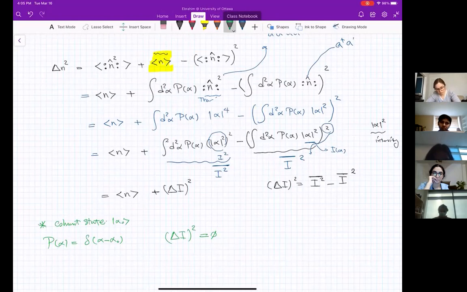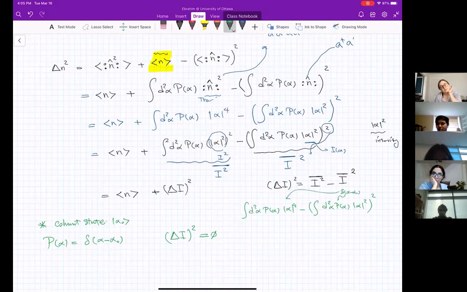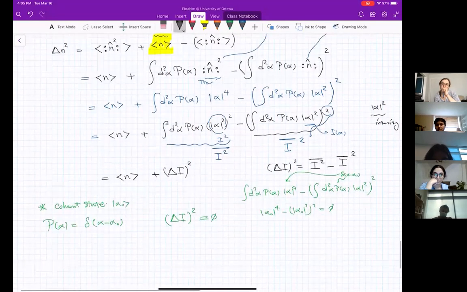So essentially that will be the integral of d²α P(α) α⁴ minus the integral of d²α P(α) α² squared. If you replace P with the delta of α minus α₀ for both cases, then what you will get is α₀⁴ minus (α₀²)², which is essentially 0. That's all. Good. Now let's go for another one.